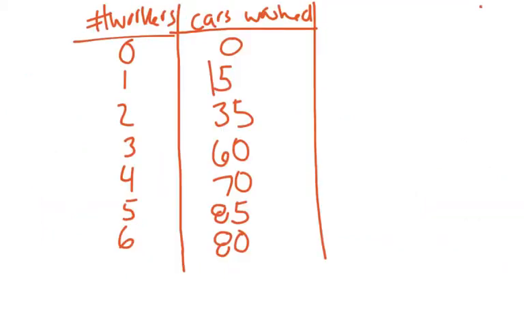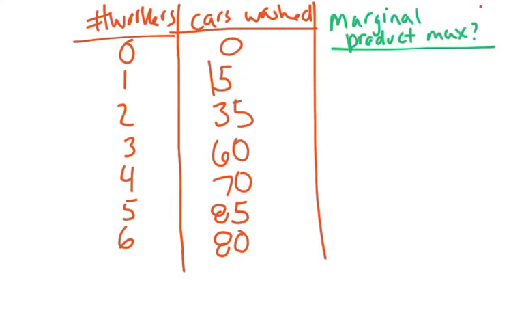We're going to take a look at a chart for practice. We've done one of these in the past. We're looking at Sparkle Car Wash, and I have the number of workers in the column, and I also have the amount of cars washed. First question I'm going to ask is the marginal product. Where is that maximized? Well, first off, in order to find marginal product, you have to find the change in the amount of product they produce. So I'm going to go ahead and give you that chart here.